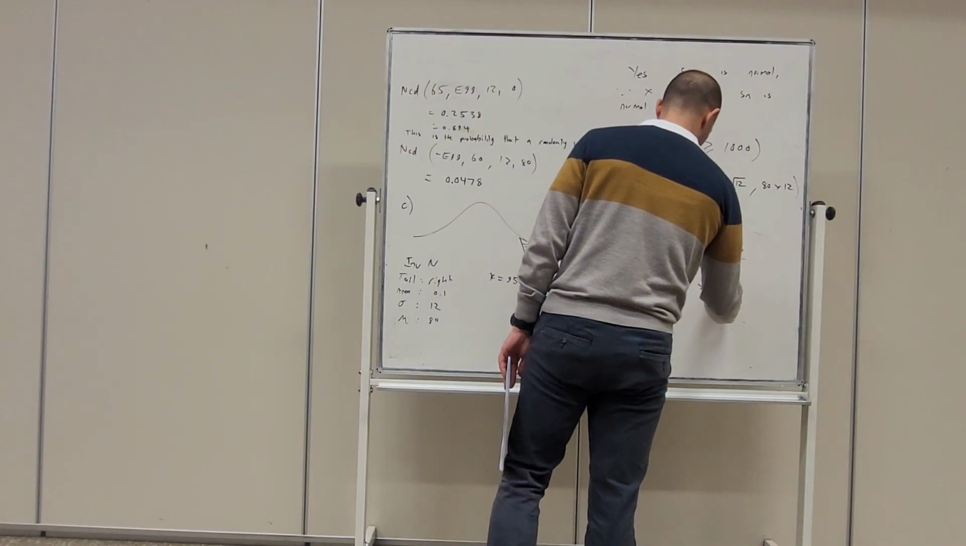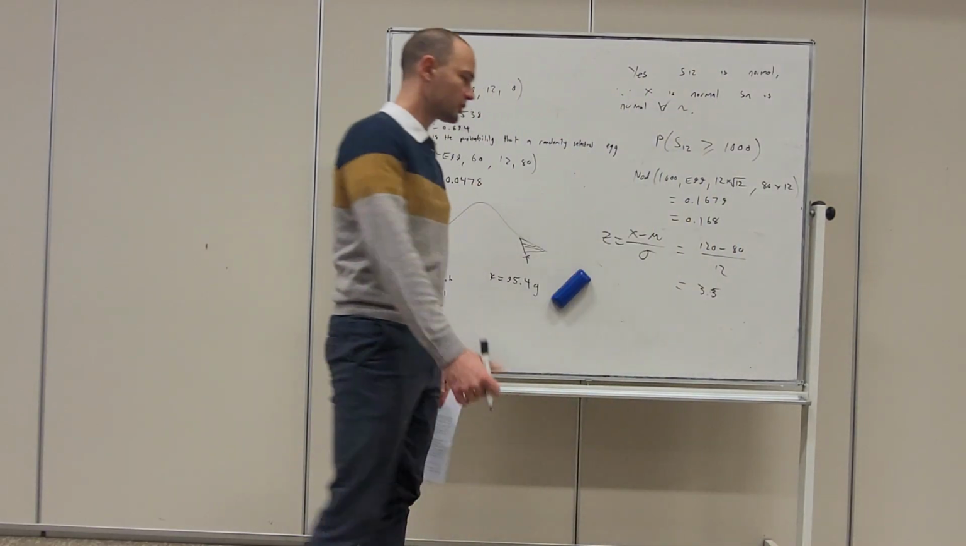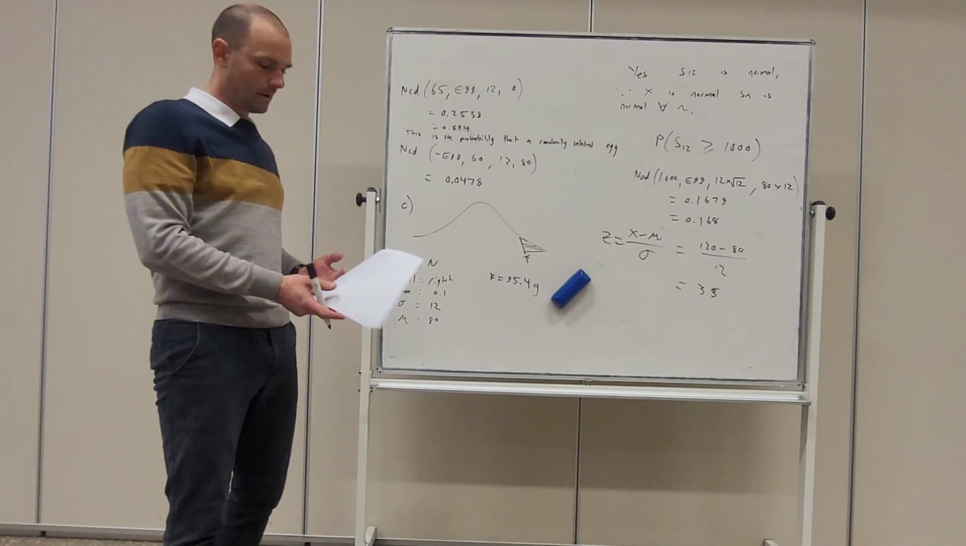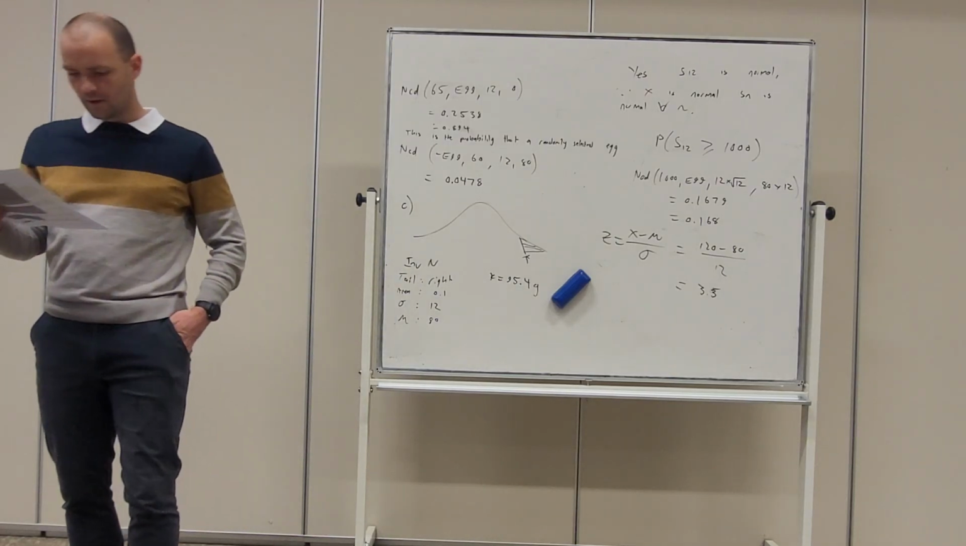Alright, so this massive egg is 3.3 standard deviations above the mean because we have a positive z-score value. Tremendous work.